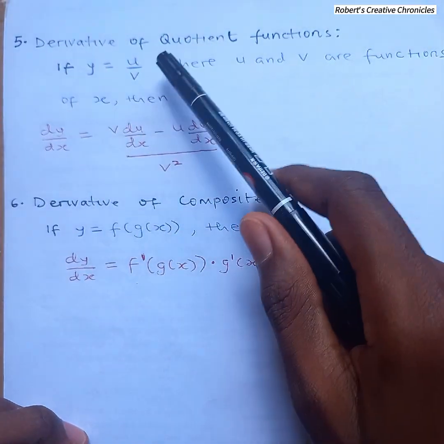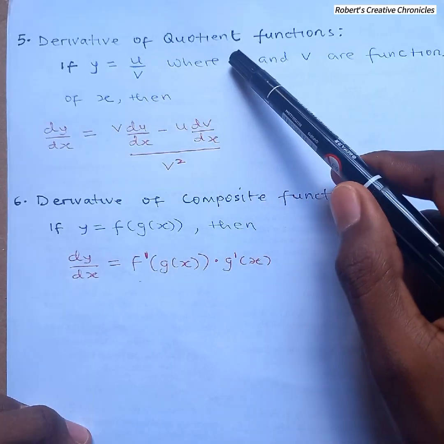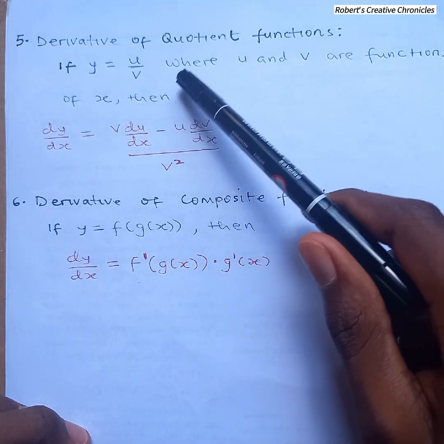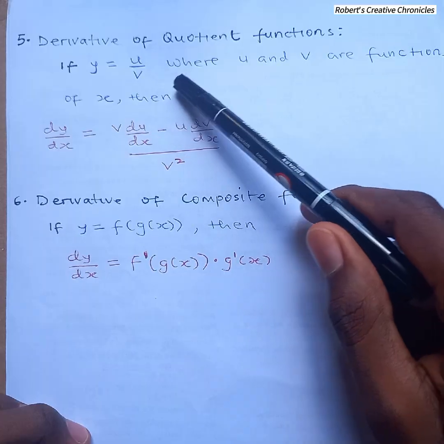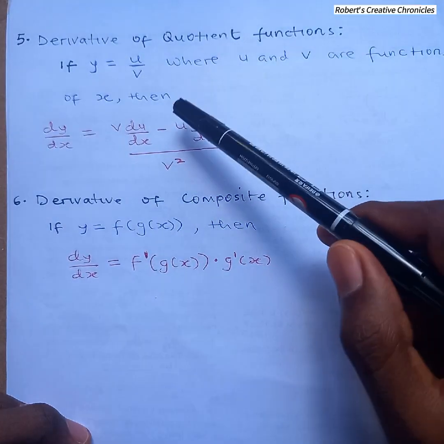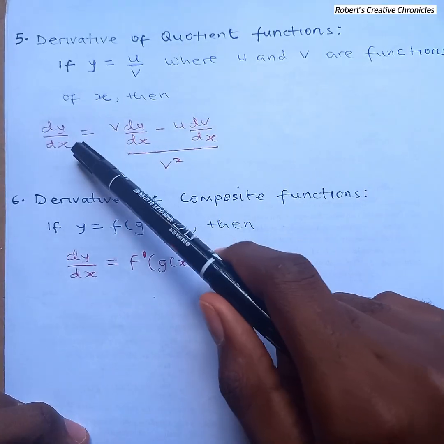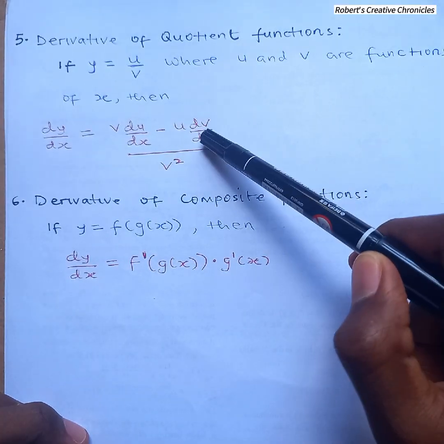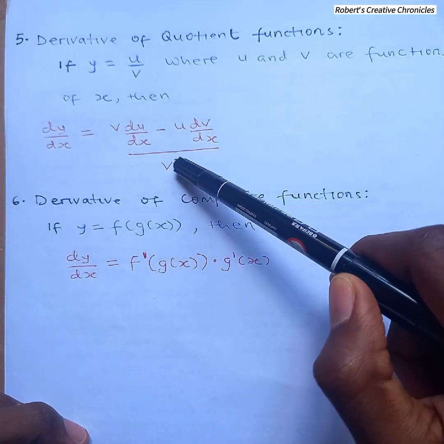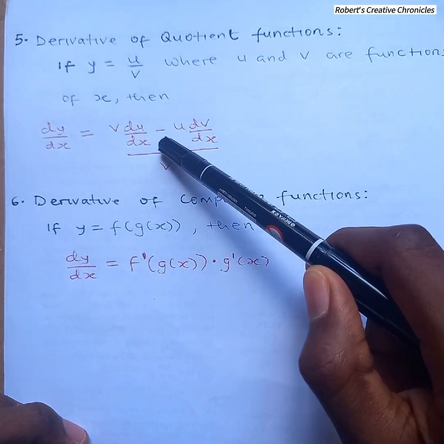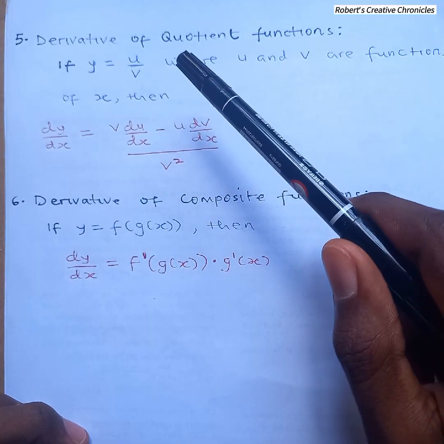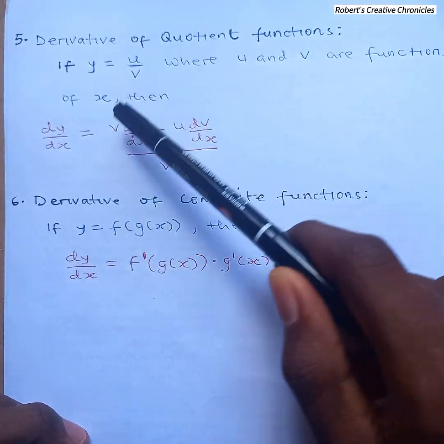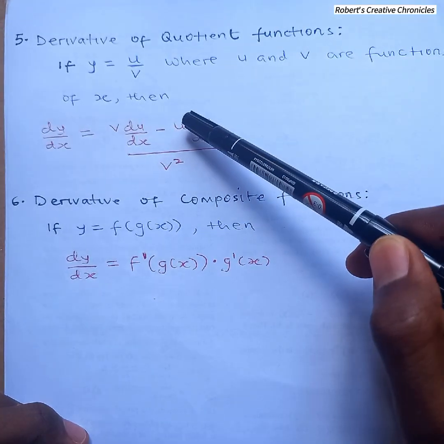Now, the fifth concept, derivative of quotient functions. Now, if y equals u divided by v, where u and v are functions of x, then dy over dx equals v du over dx minus u dv over dx, all divided by v squared. Now, what this means is that you have to note the arrangement of this. If you put u here and v here, you will not get the answer.